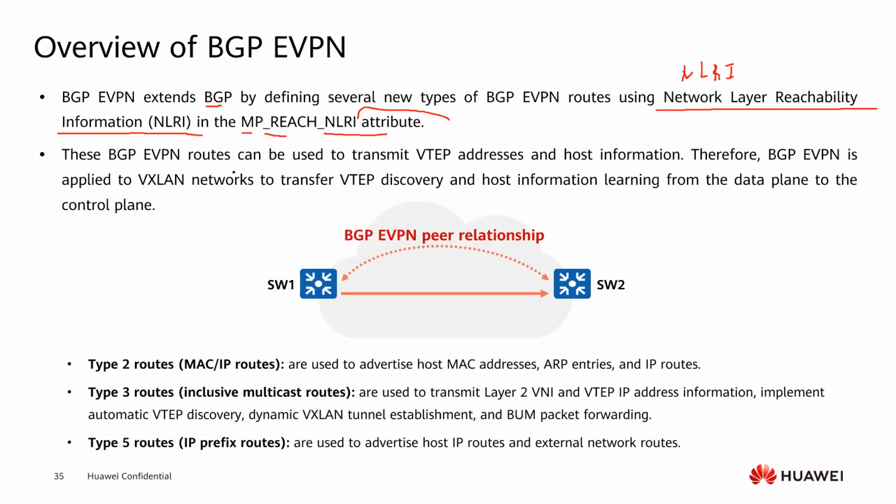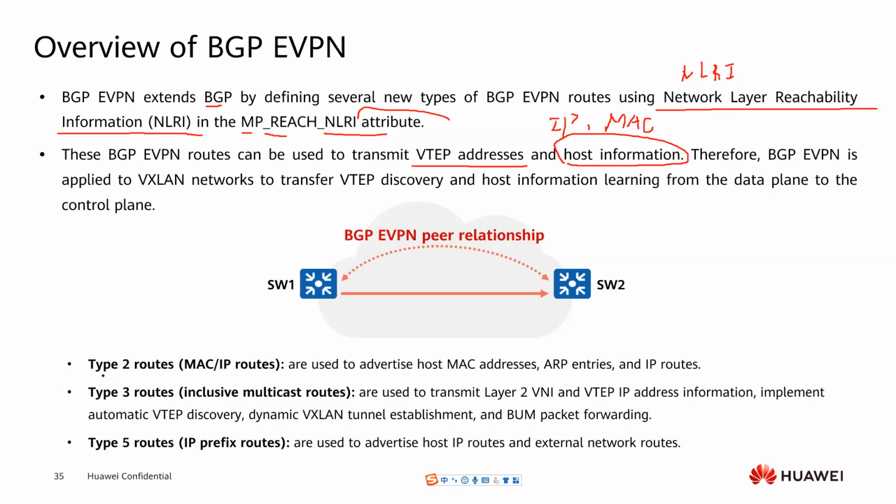What information will be carried by this new NLRI? You will find that it transmits VTEP addresses and host information. What is the host information? Host information is the IP and MAC address of this host. That is the host information. Therefore, BGP EVPN is applied to the VXLAN network to move VTEP discovery and host information learning from the data plane to the control plane. And we will see that it defines three network routes.